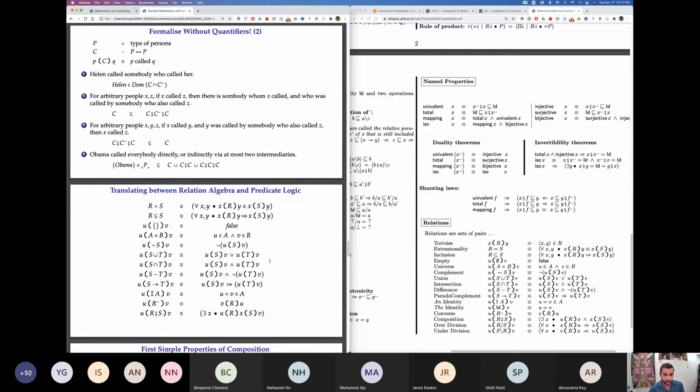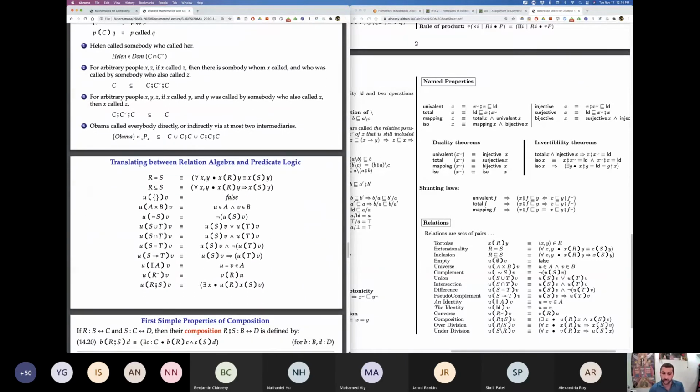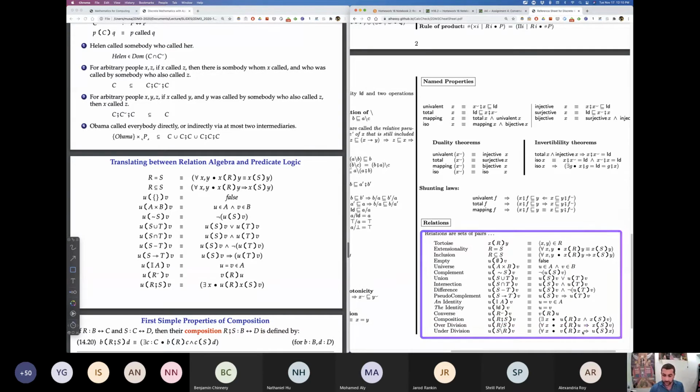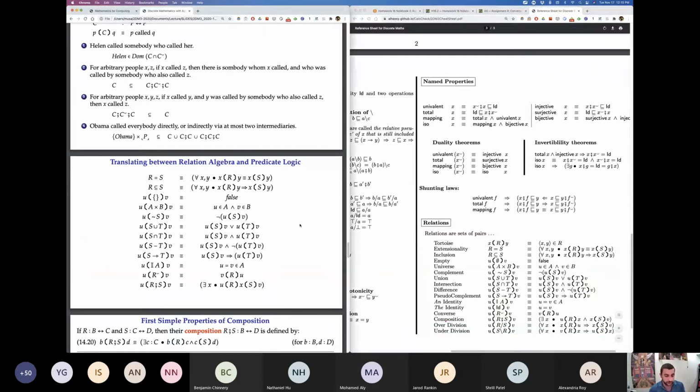Okay. So this translation between relational algebra and propositional logic is also in the cheat sheet, with some stuff that we'll get to later on in the class.